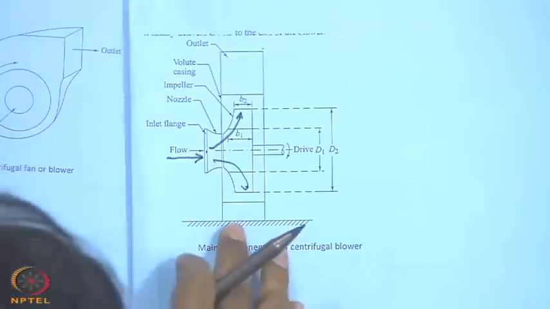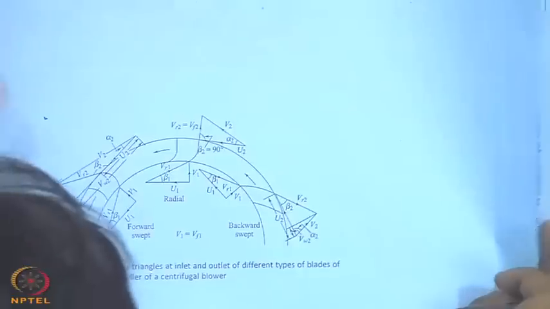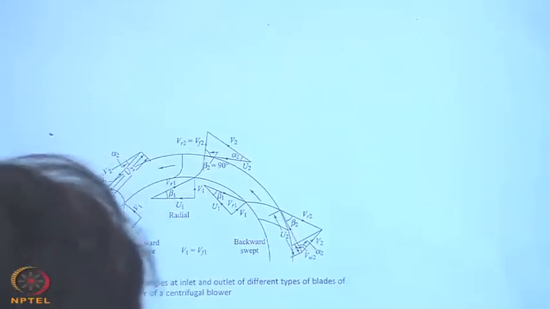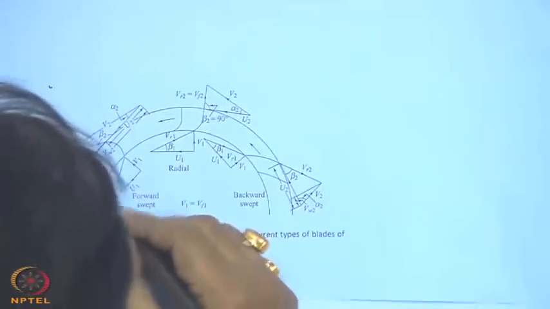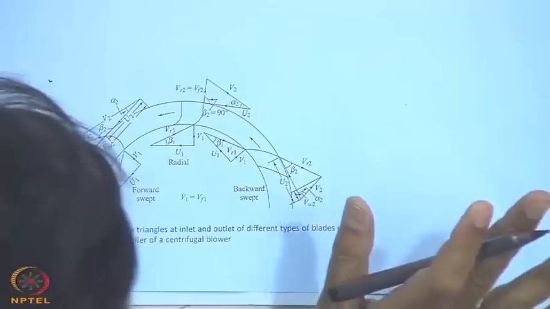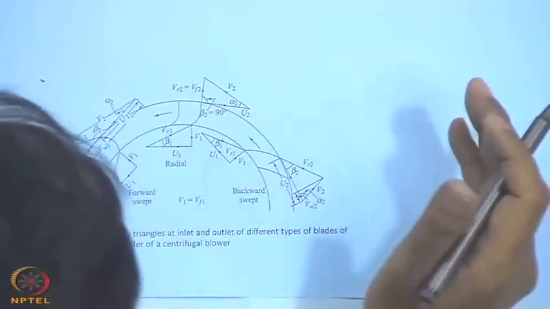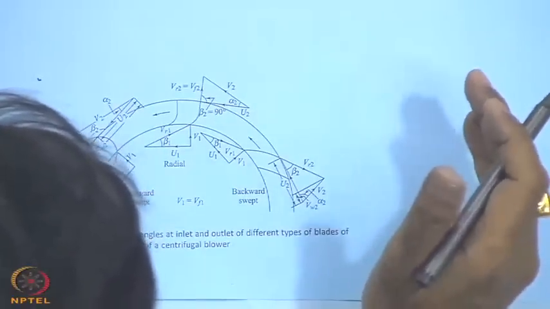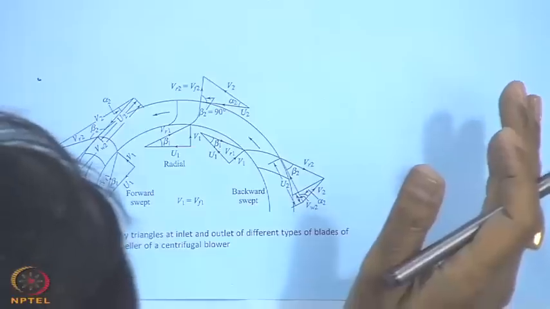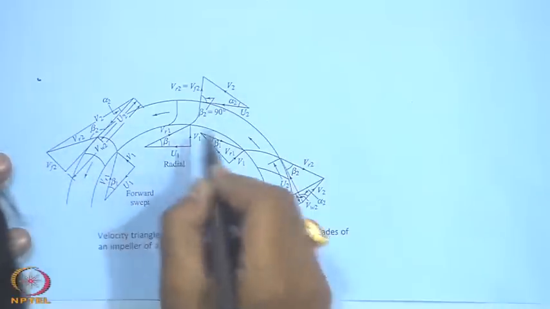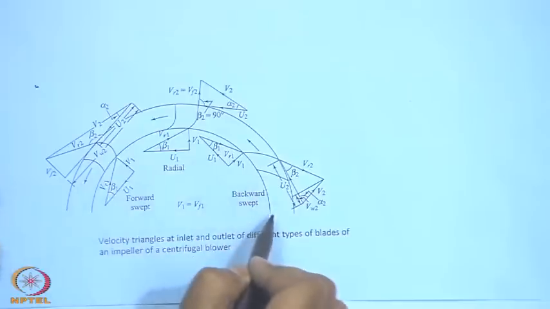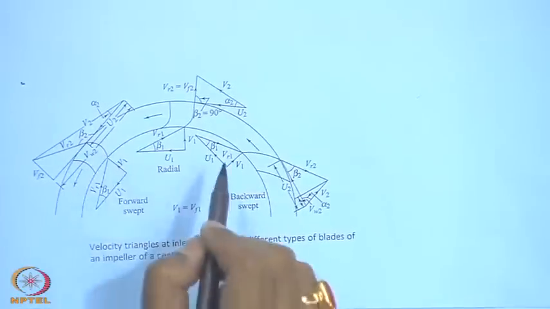After this I will tell you about the typical types of blades in a blower or fan. Now blower and fan are both the same machines, as I have told. Only the static pressure rise is different for a blower and a fan, and depending upon the flow rate required, the blade shape is different. Now three types of blade shapes from fluid mechanical principles are used.